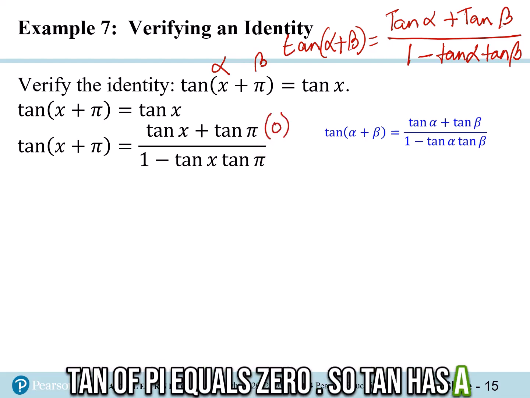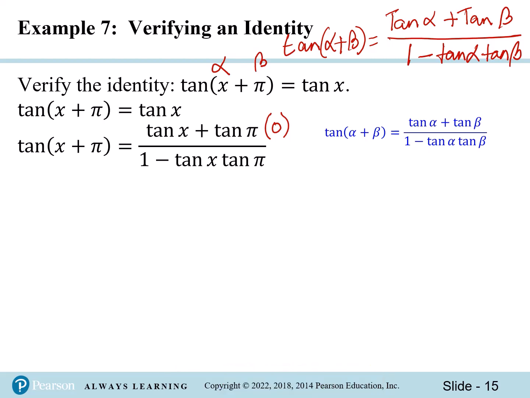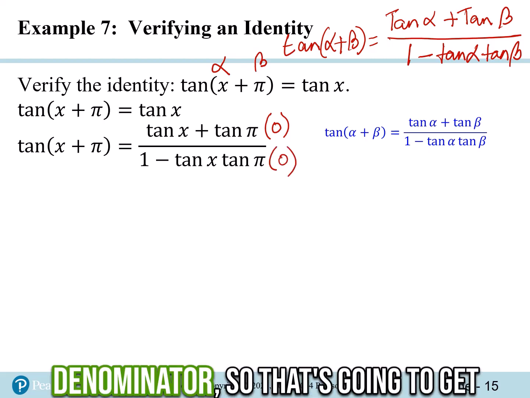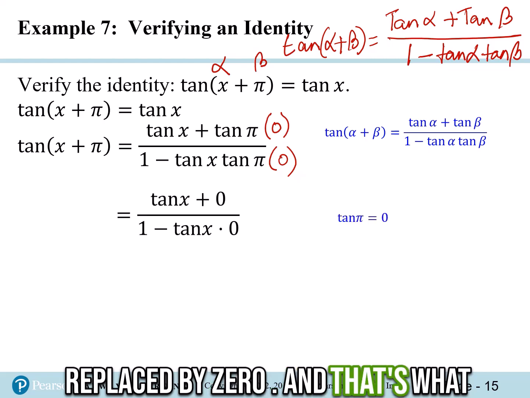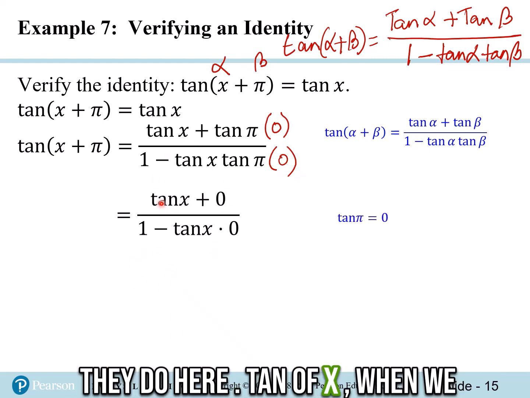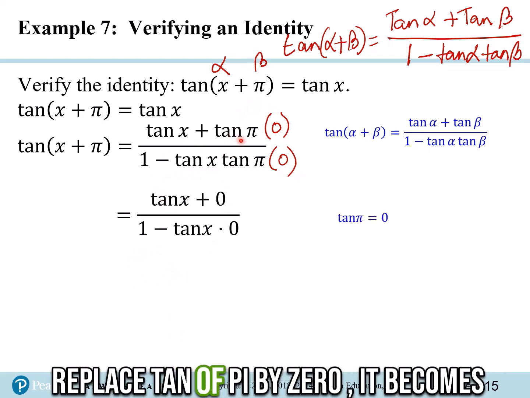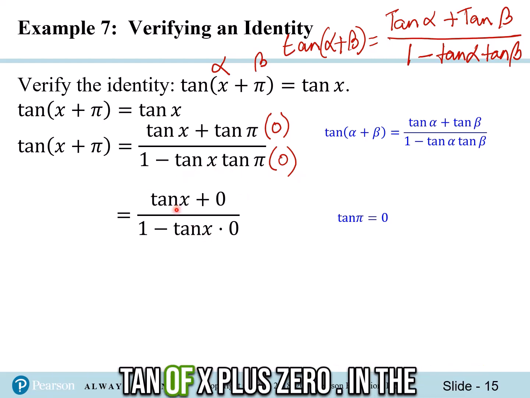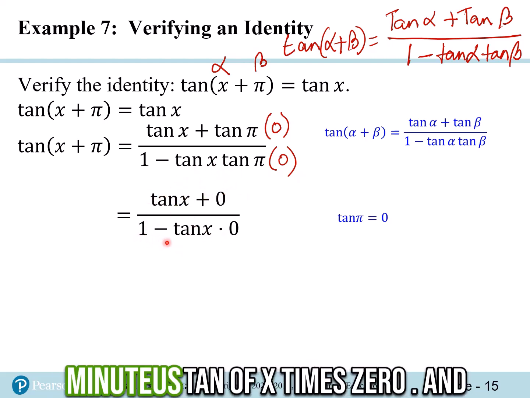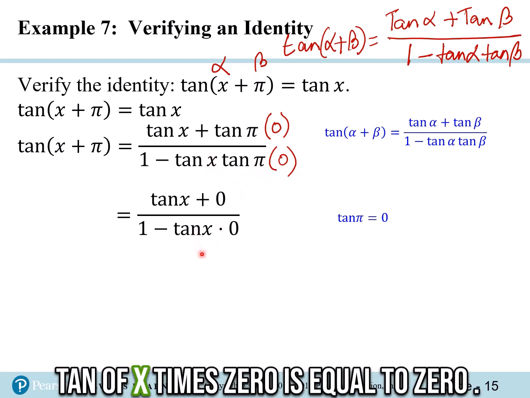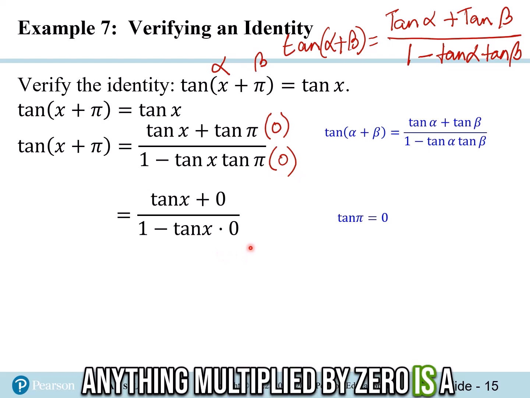So tan of pi has a value of 0 in both the numerator and denominator. So that's going to get replaced by 0. And that's what they do here. When we replace tan of pi by 0, the numerator becomes tan of x plus 0. In the denominator, it becomes 1 minus tan of x times 0. And tan of x times 0 is equal to 0. Anything multiplied by 0 is a 0.